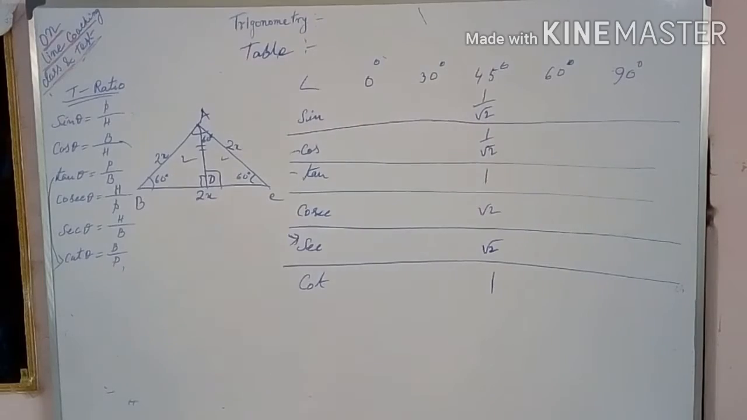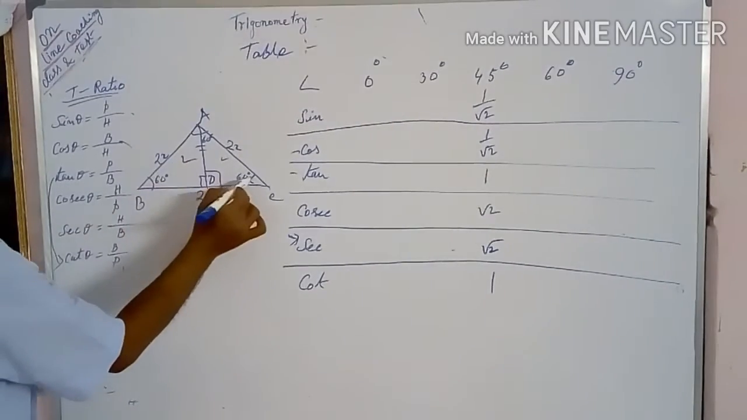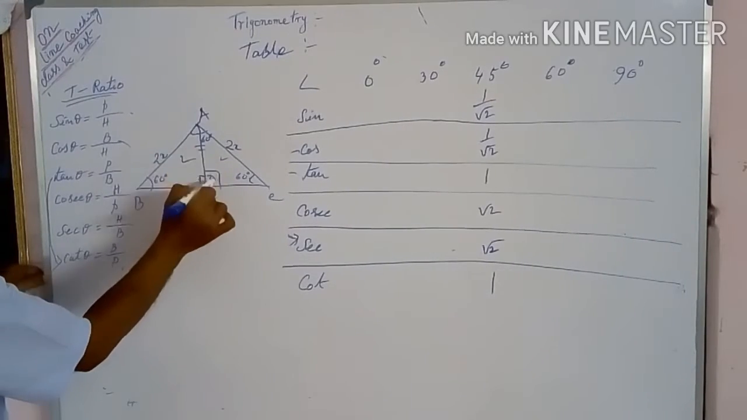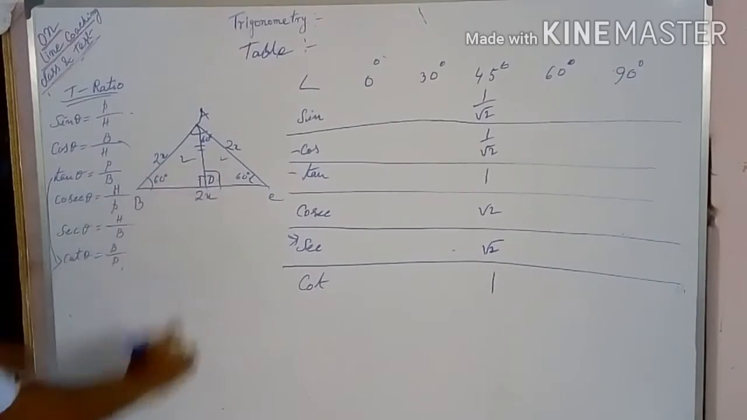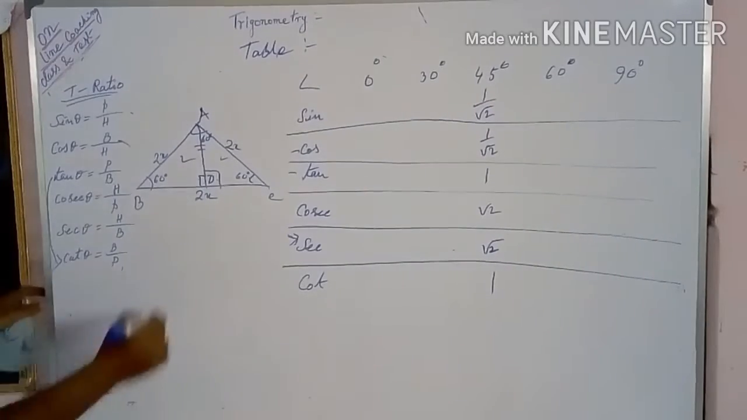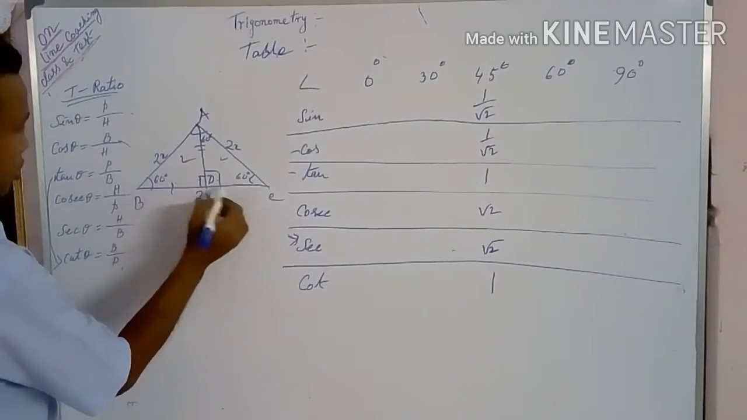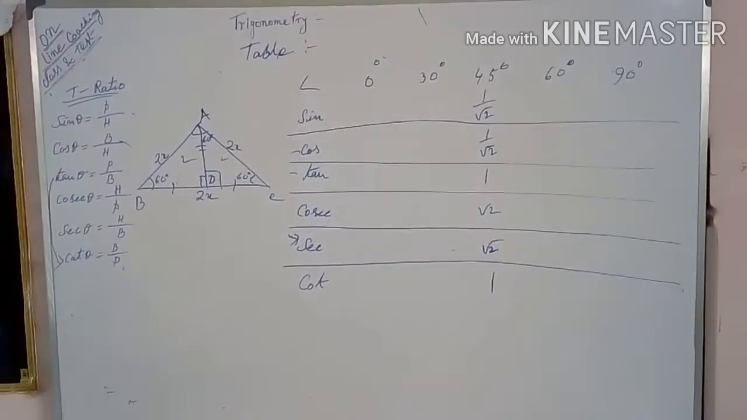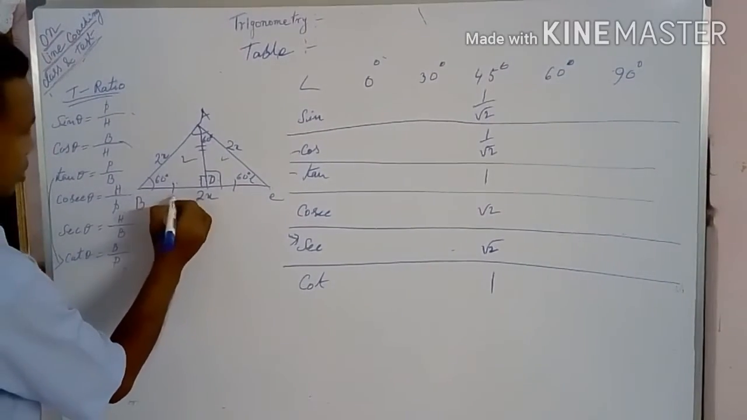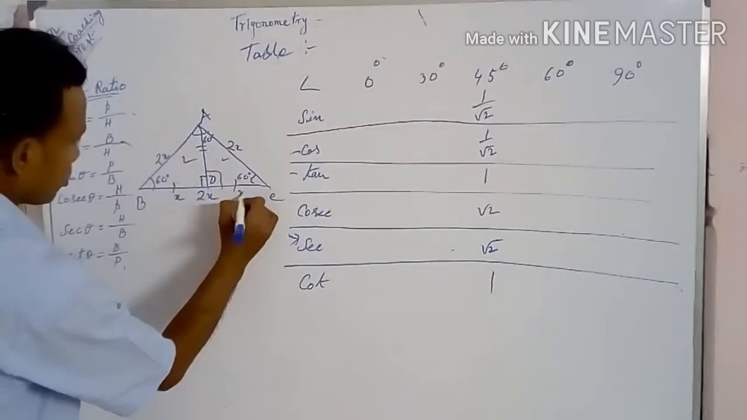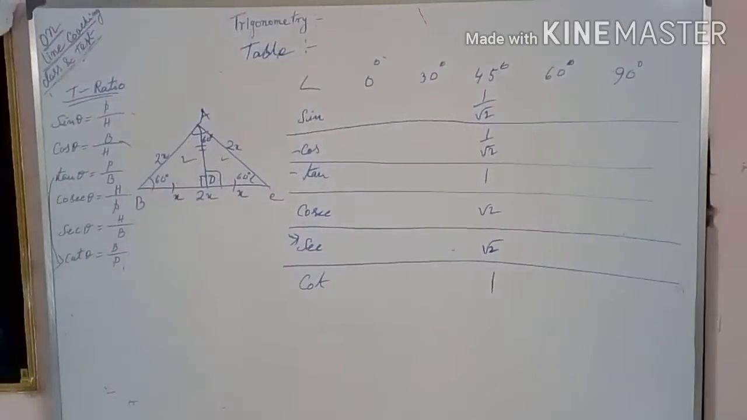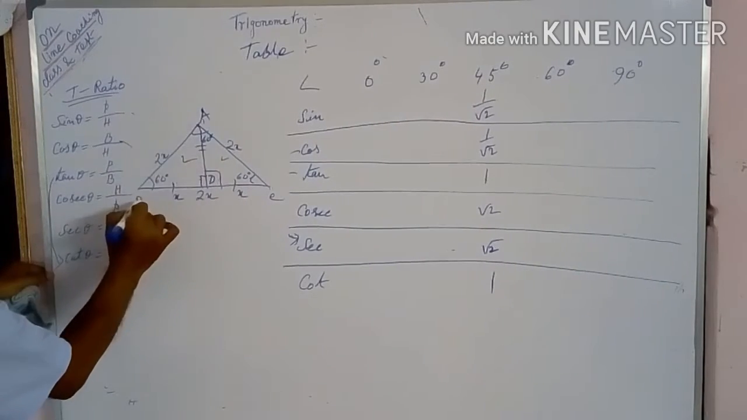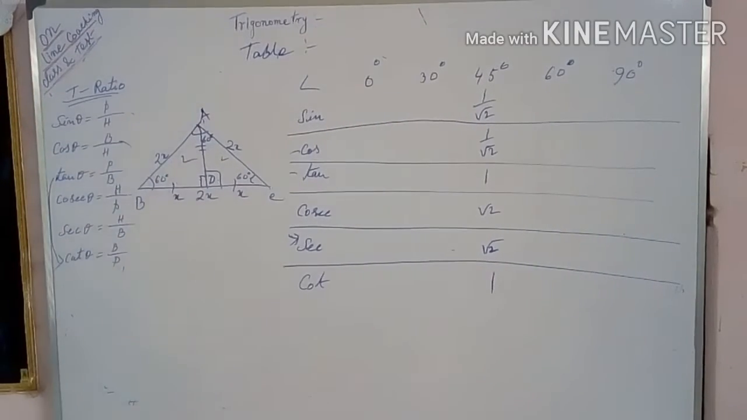So this angle is 60, this angle is 90, and this is a common side. The two triangles are congruent. Therefore this side must be equal to this side. If the total length of this side is 2x, then this length must be x and this length must be x. Now ABD is a right angle triangle.